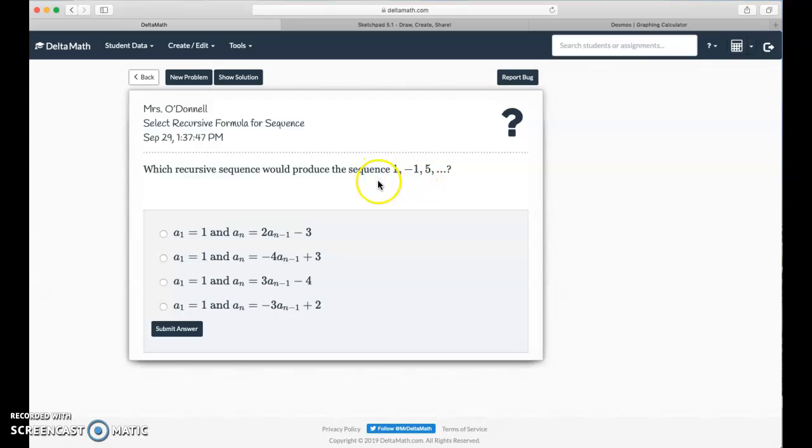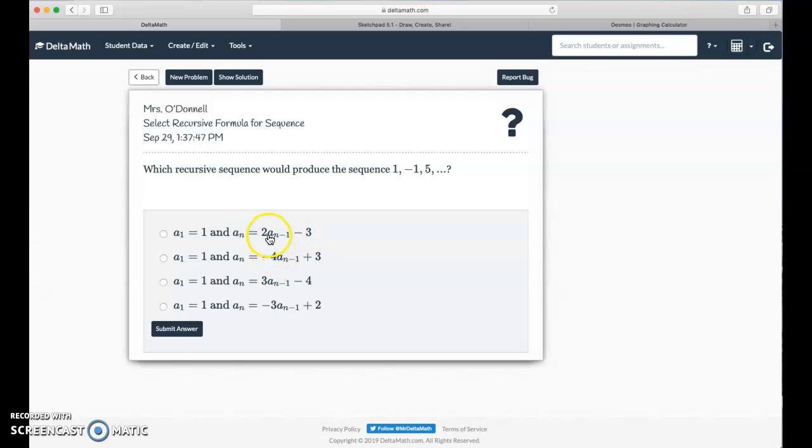Same deal here. Okay, you're really just testing out each of the formulas, right? So you want to kind of plug and chug through. First thing we check is it gives us a first term of 1. So that's good. Then we want to see, okay, what am I doing to 1 to get -1, right? So maybe am I multiplying by 2? Okay, so 2 times 1 is 2, minus 3 gives me -1, so that one worked, right?